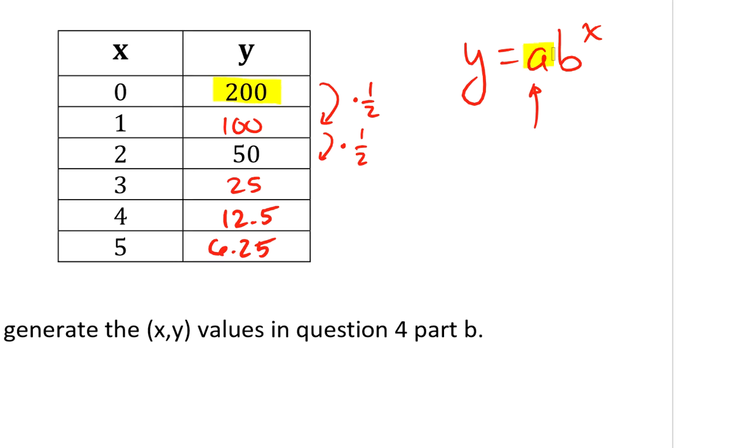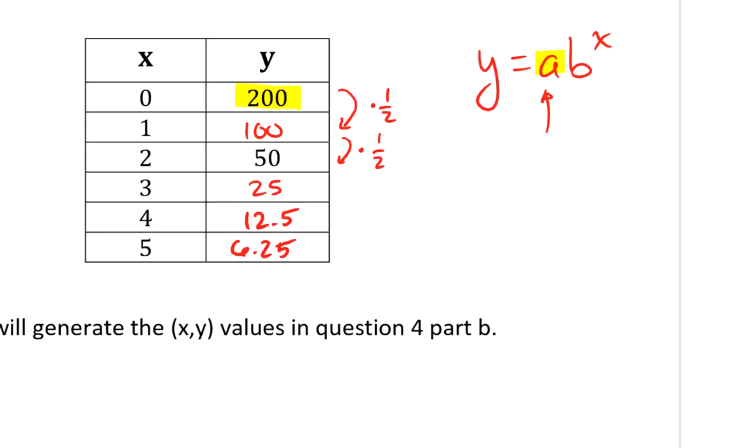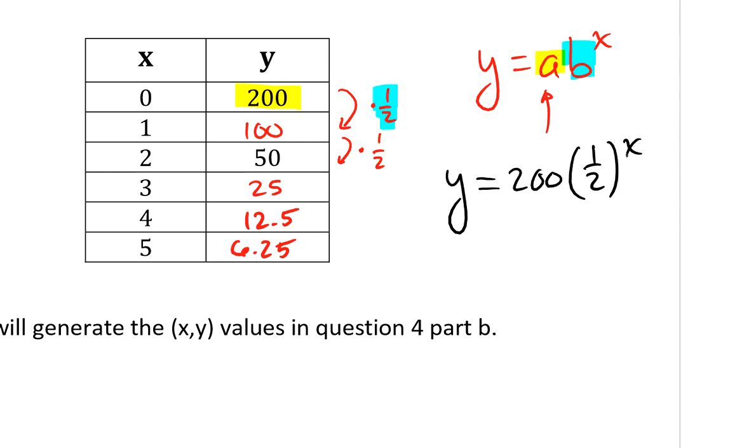So we know what a is. B is our common ratio. It's what we continue to multiply by. And you can see here each time we are multiplying by 1/2. So our common ratio is going to be 1/2. So our equation would be y equals 200 times 1/2 raised to the x power.